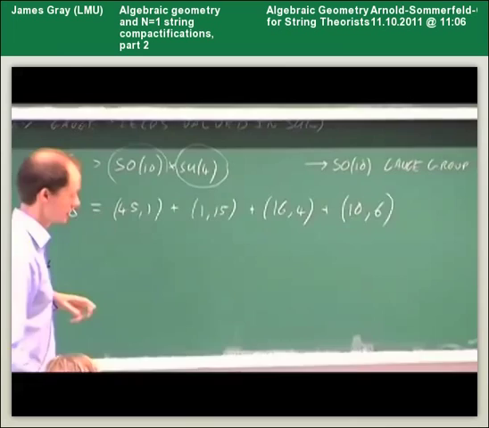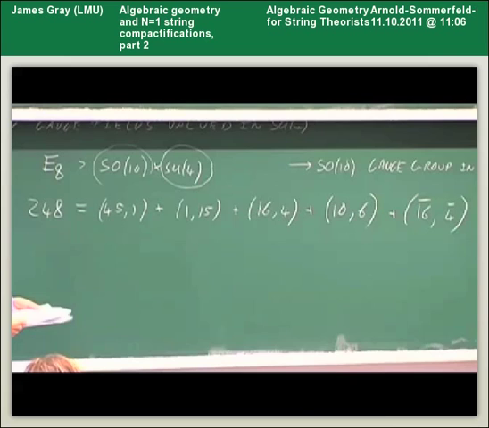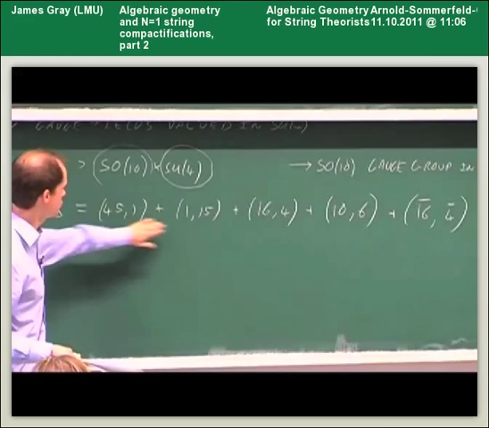And finally, you have 16 bar, 4 bar, and these are the antifamilies. Right? If you have some of these, you'd have an antifamily. So what this group theory tells you is, hey, this is how it transforms in 10 dimensions, so this would be how it transforms under the 4-dimensional gauge group. So the only possible matter I could get is things that are charged like this.